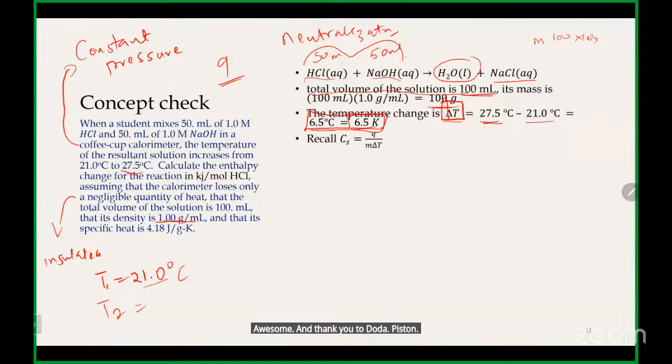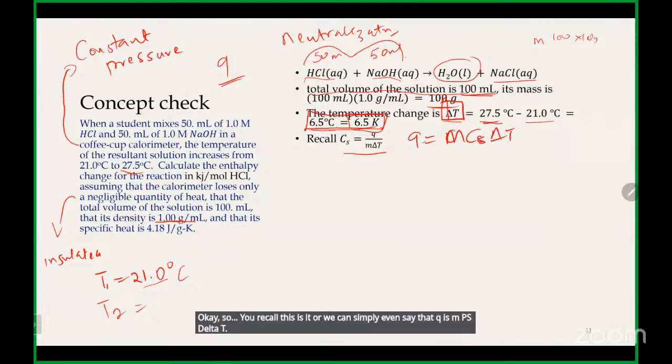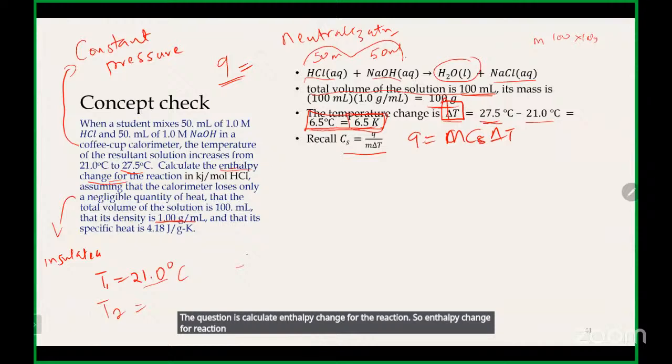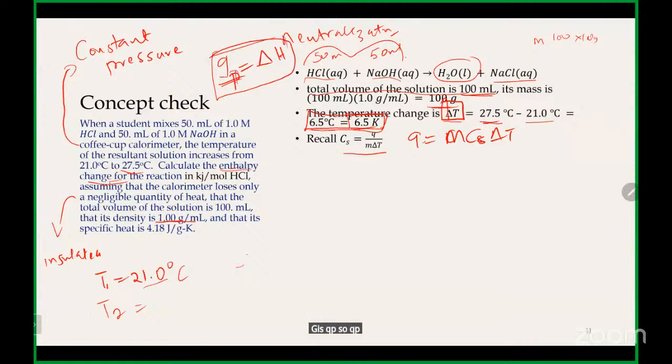Okay, so you recall this, or we can simply even say that Q is mCs delta T. The question is: calculate enthalpy change for the reaction. So enthalpy change for a reaction at constant pressure is delta H, which is QP.